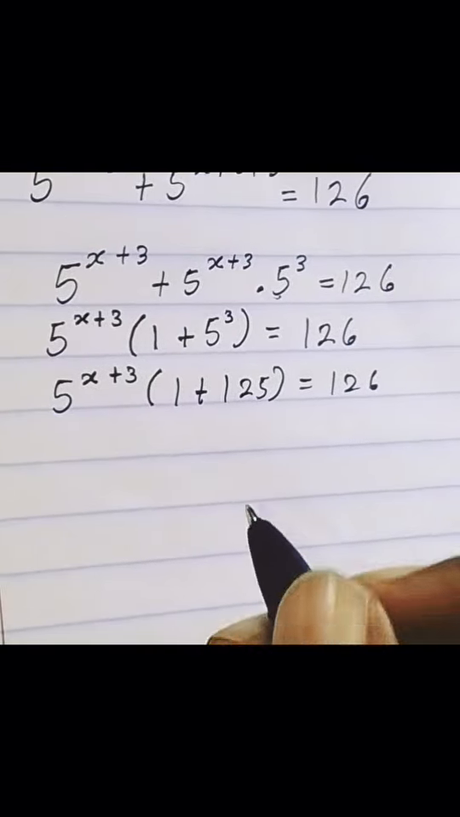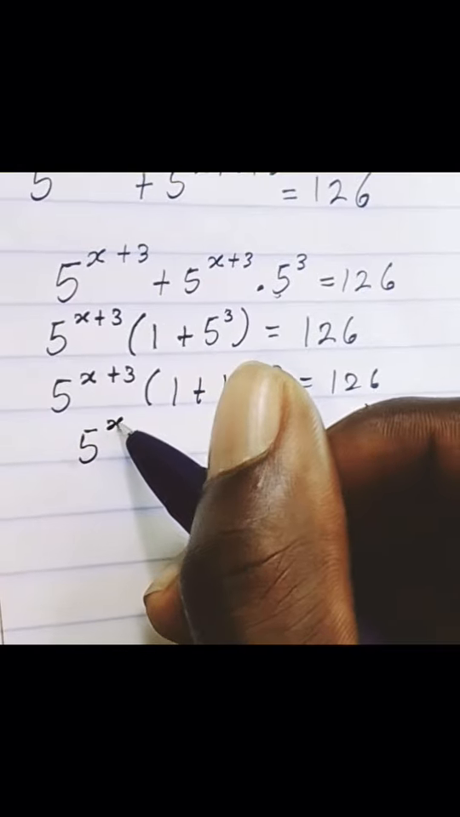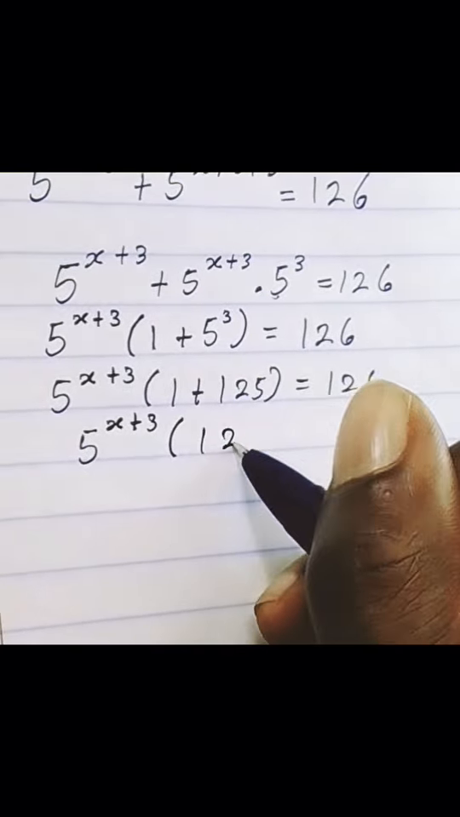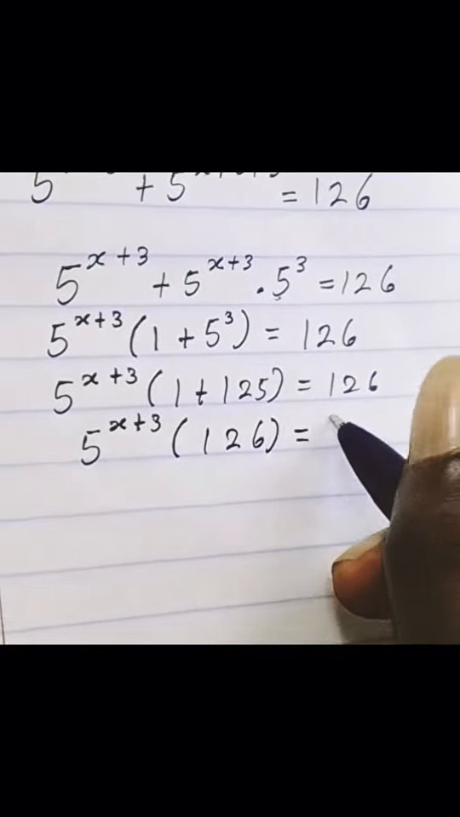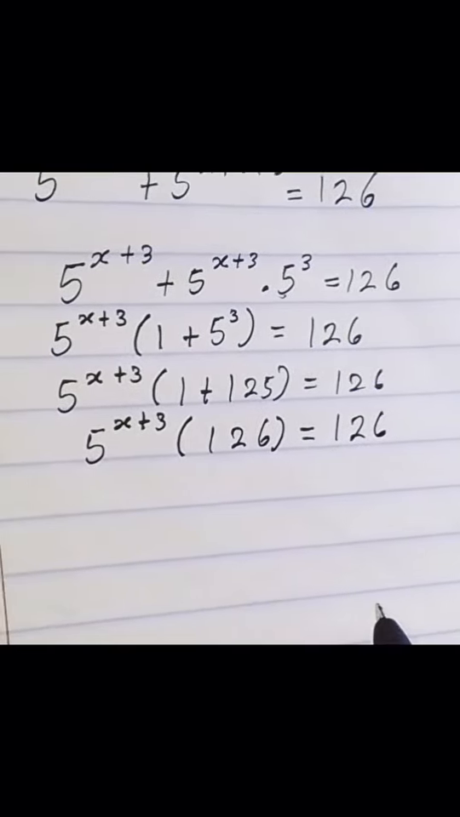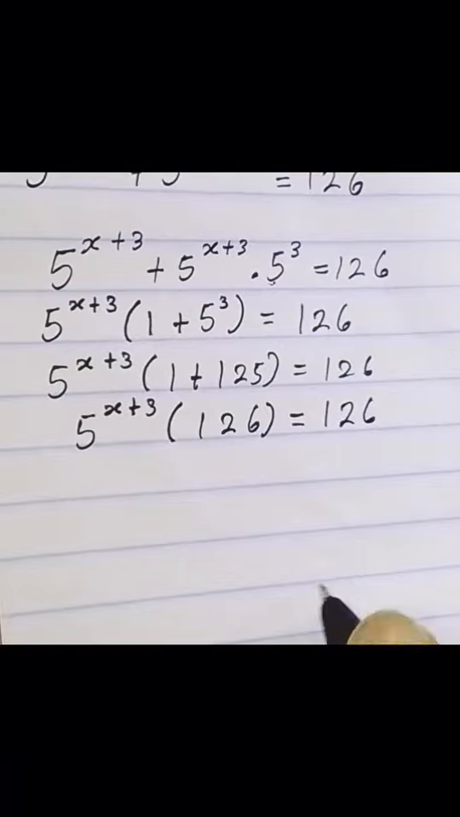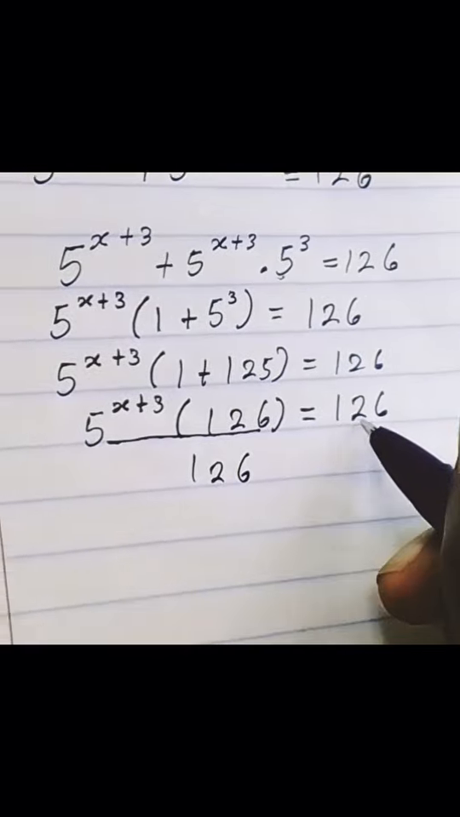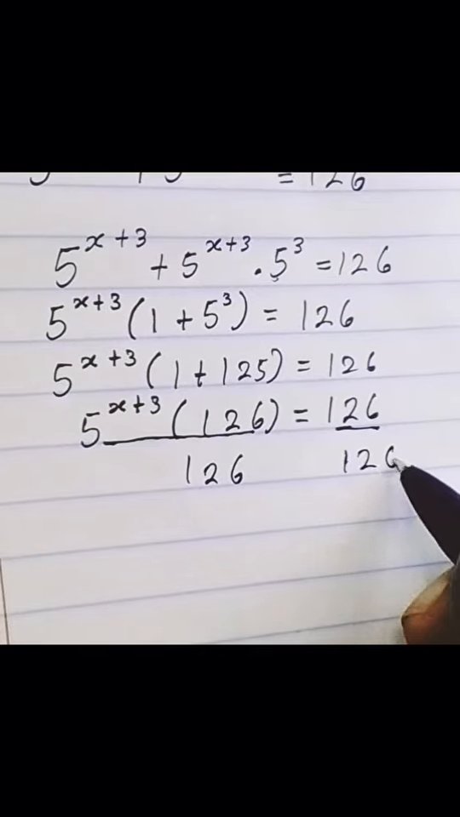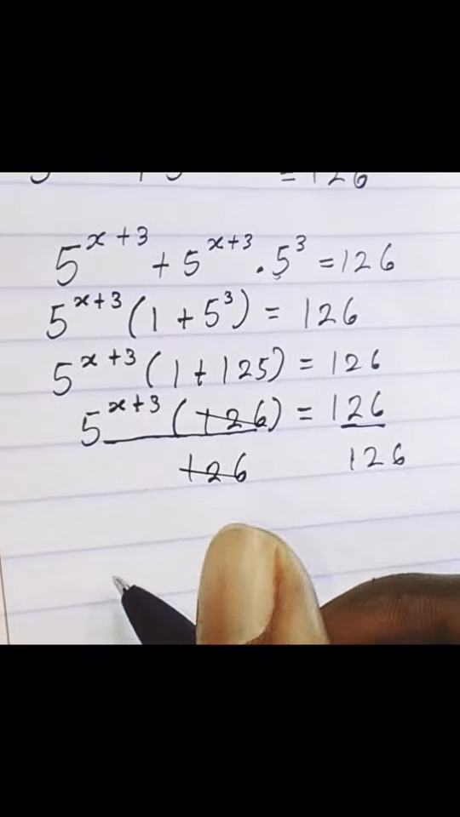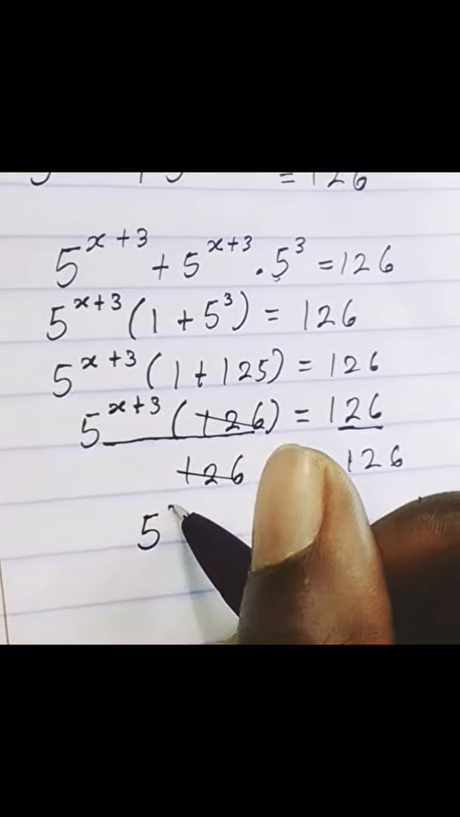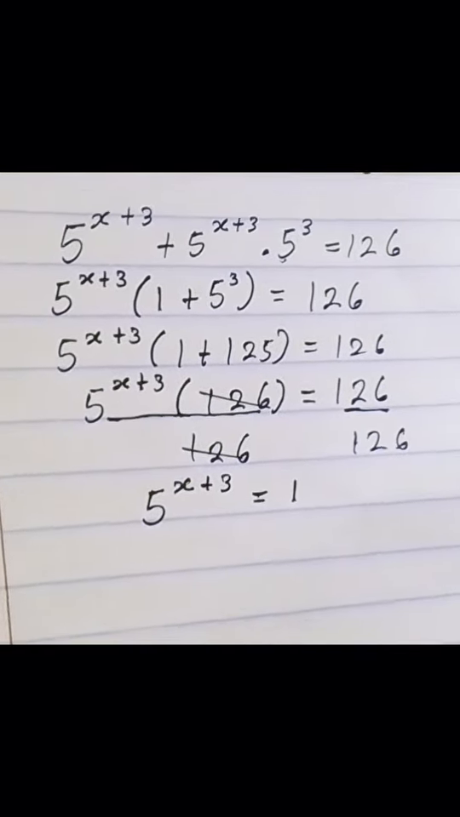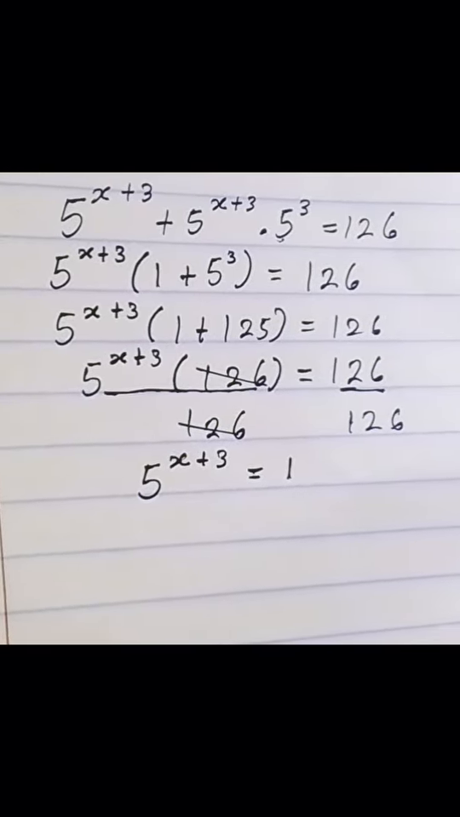What is the next thing to do? I have 5 to the power x plus 3 into a bracket. I add this together and I have 126, equal to 126. Now I simply divide both sides by 126. This part over 126, this part also over 126. Now 126 cancels out 126. I'm left with 5 to the power x plus 3 equal to 1.